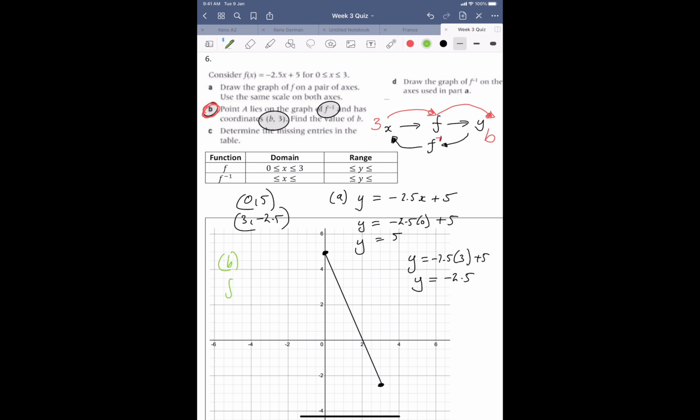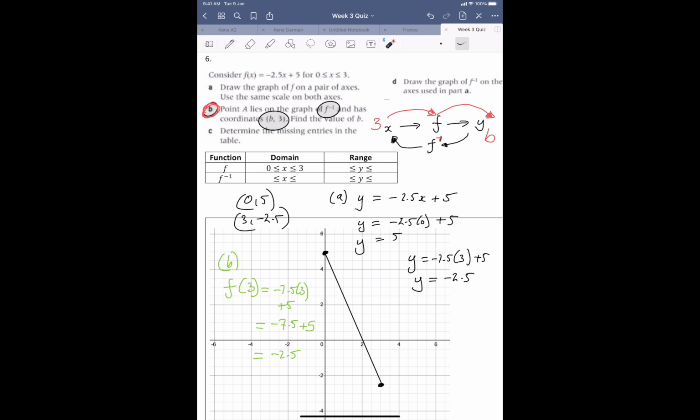We just have to feed the 3 into the f function, and out comes negative 2.5 times 3 plus 5, so that is minus 7.5 plus 5, and we know that answer because it is already minus 2.5, okay, which is the point down here. So basically it's just working forwards and backwards.